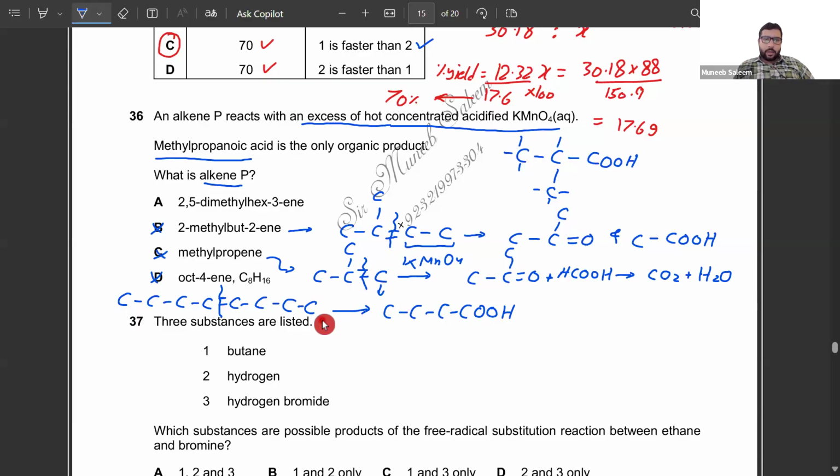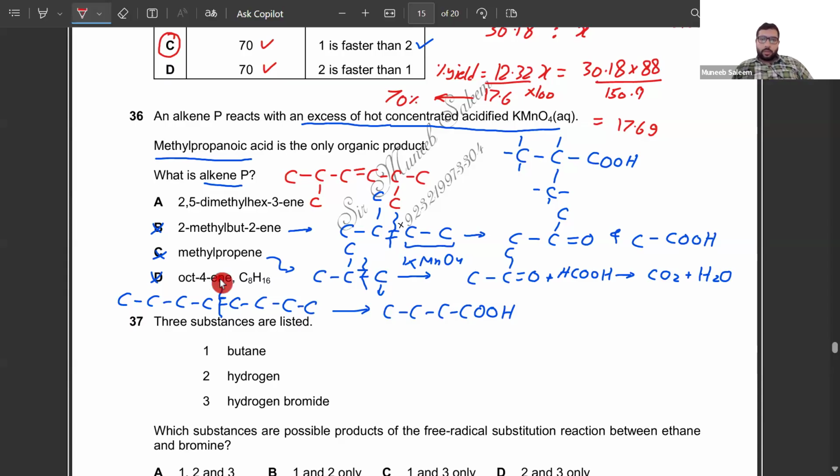Now let's check the compound A. It says the structure looks like this: 2,5-dimethyl hex-3-ene. So I'm going to draw that structure. In a straight chain, we have 6 carbon atoms. Then at position number 2 and 5, we have the 2 methyl groups. This is position number 2, and this is position number 5. And on position number 3, we have a double bond.